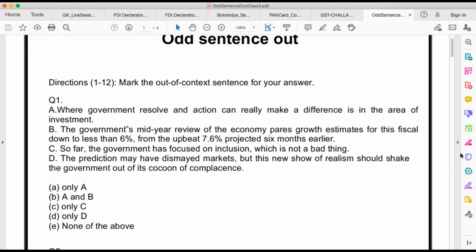Great. So hi, everyone. Once again, we'll start off with the odd sentence out. This is session number three on odd sentence out. Question number one, you have four sentences on your screen. Tell me which sentence do you think is out of context?